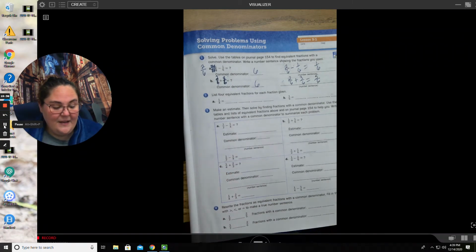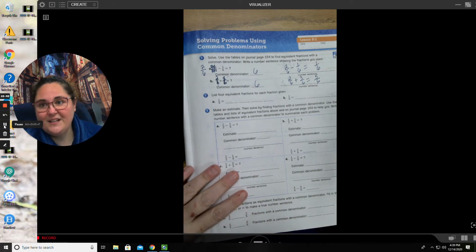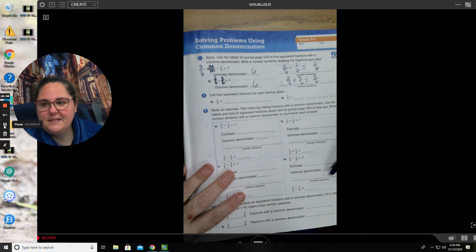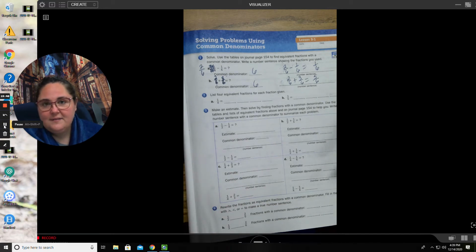Awesome. Now it says list 4 equivalent fractions for the given fraction. We're going to do the same thing, guys. We're going to find equivalent fractions. This is not necessarily my favorite way. I don't like necessarily listing equivalent fractions. I am going to do it with these two, and I'm going to show you what to do. But I am also going to show you the other way.